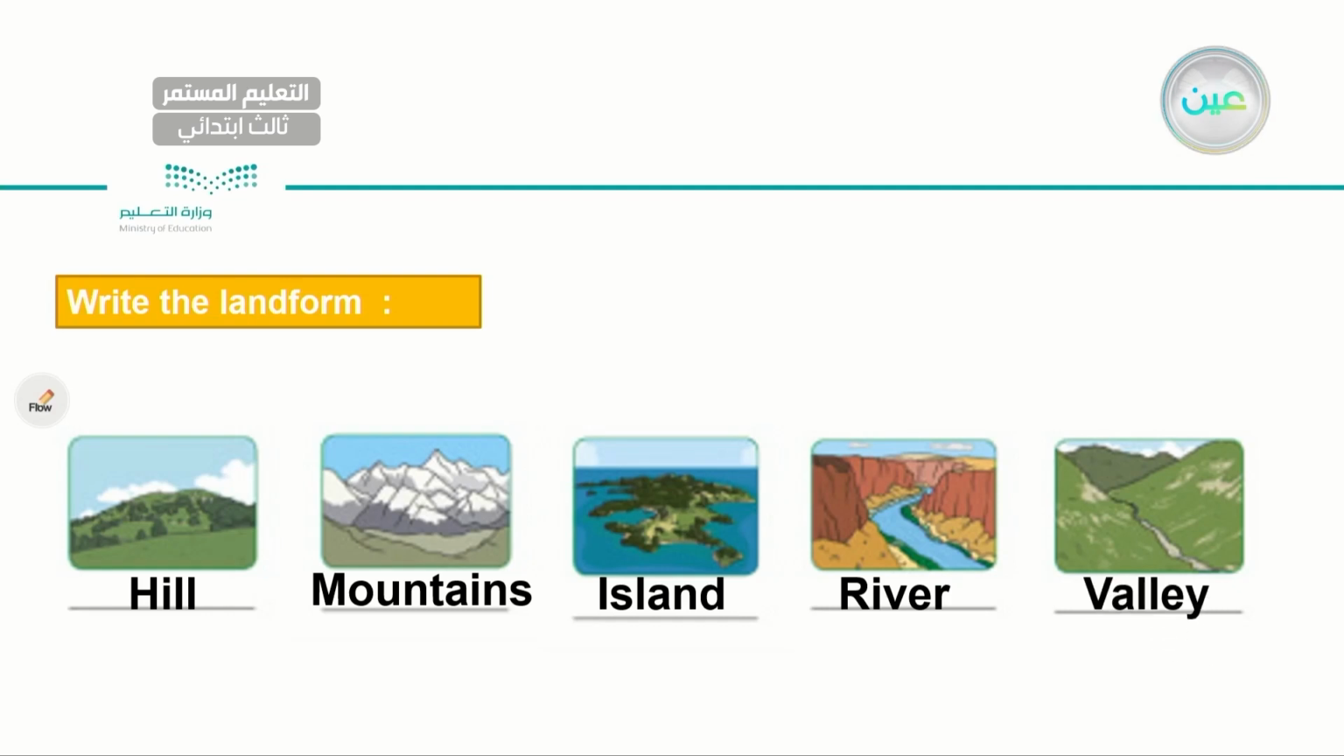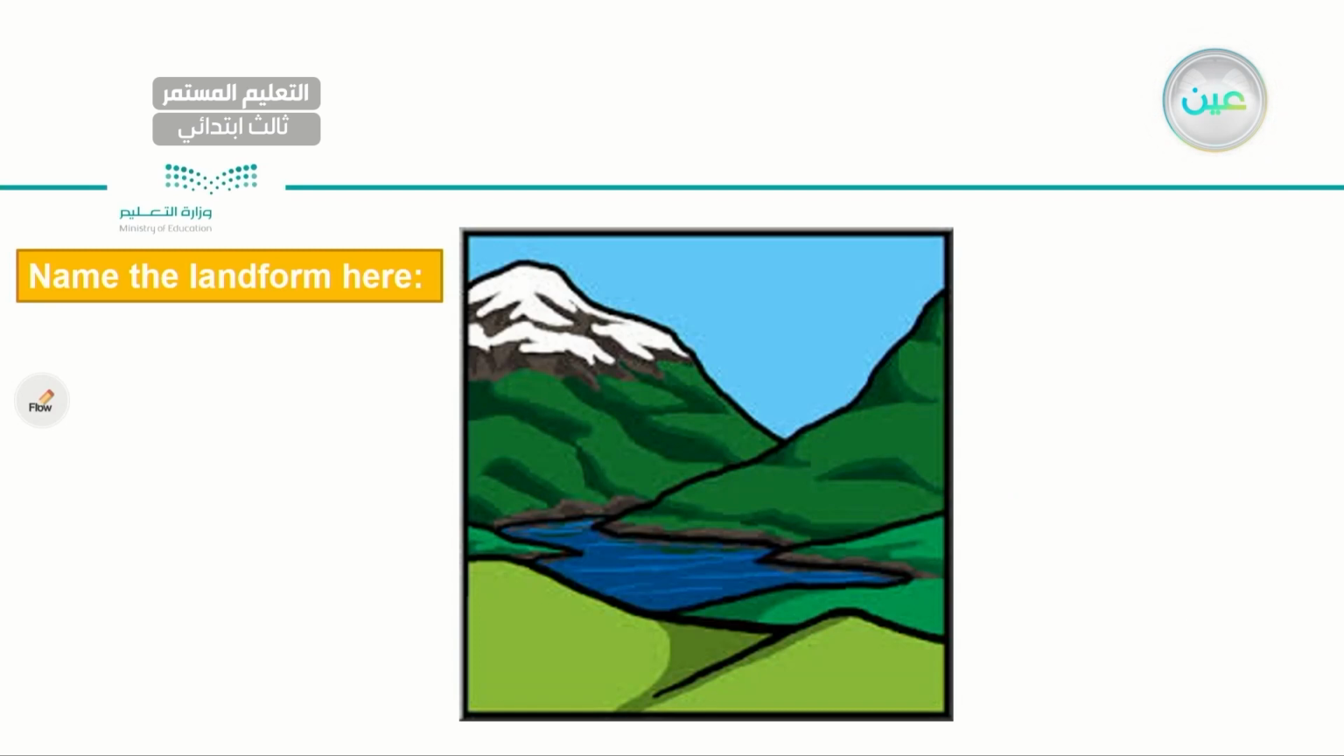Let's go ahead and let's read our answers one last time. Hill, mountains, island, river, and valley. Very good. These are different landforms.